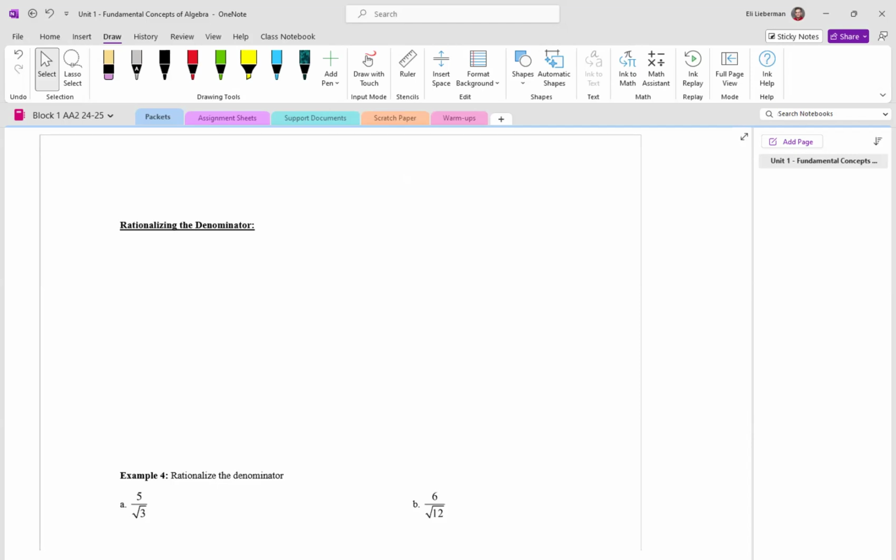But what's wrong with having an irrational denominator? You can't divide something by an irrational. Why not? Because it's not rational. Okay, yeah.